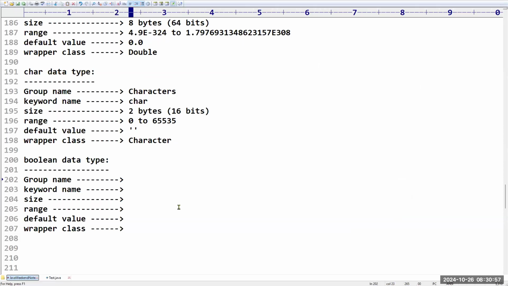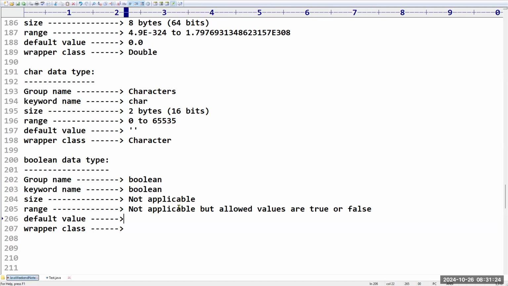Right. So for Boolean, the group name is Boolean only. What about the keyword name? The keyword name is also Boolean. So what is the size? Not applicable. Very, very important. Size is not there for Boolean. Range is also not applicable. But allowed values are either true or false. What is the default value? False. What is the wrapper class name? Boolean.